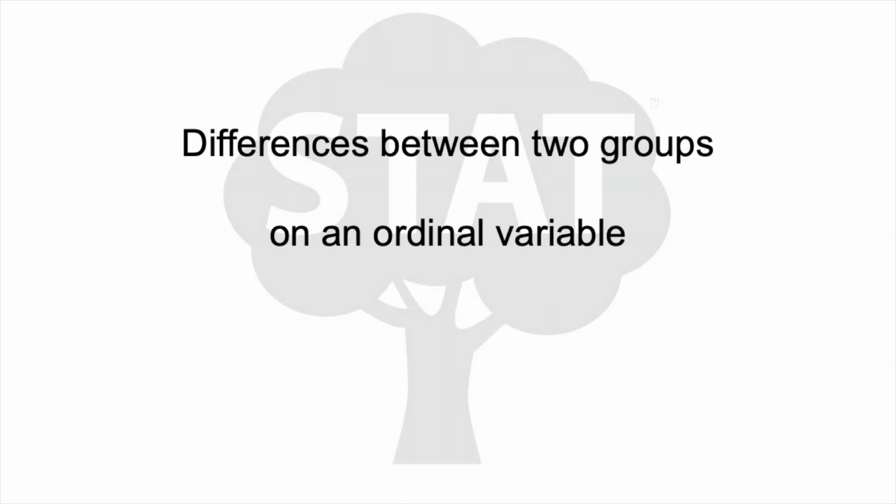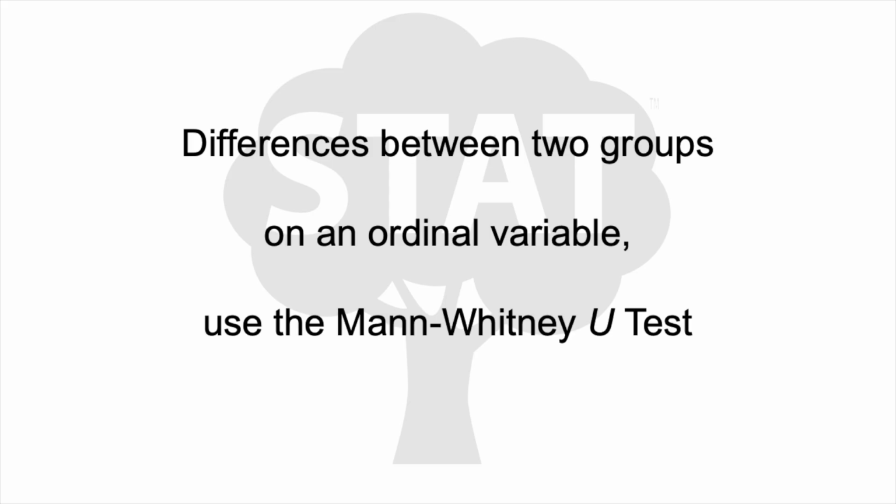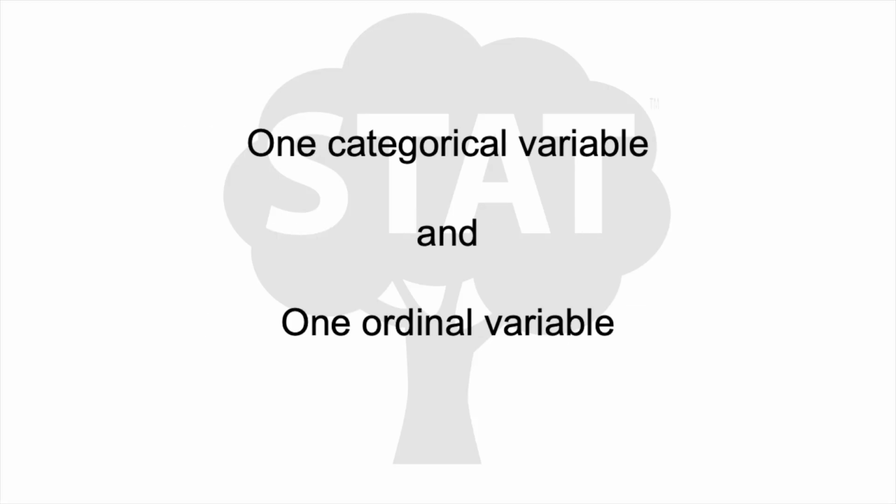To test whether there are differences between two groups on some ordinal variable, the Mann-Whitney U test would be appropriate. This test is similar to the independent samples t-test, but for ordinal dependent variables. You will need one categorical variable and one ordinal variable with multiple ranks in order to run this test.